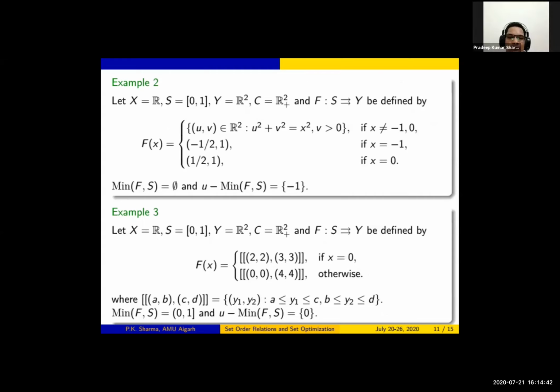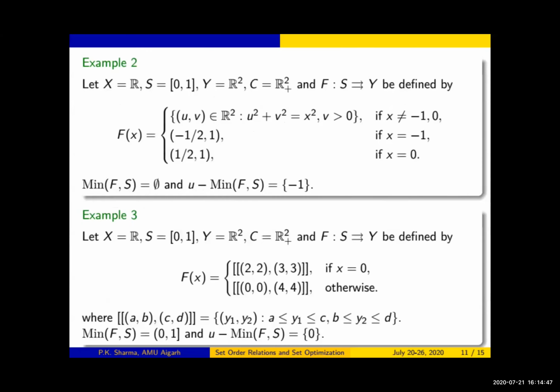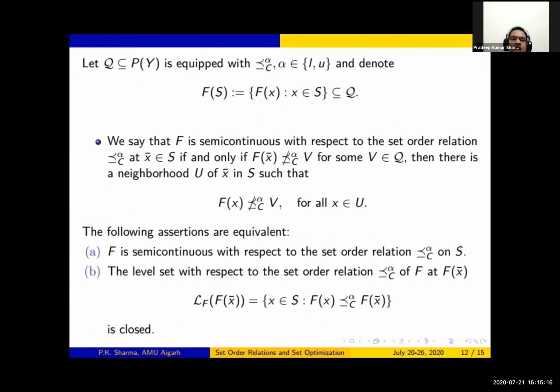Okay. So in both of the examples, we can see that the solution of the set valued optimization problem by the vector approach is empty, but by the upper set less order relation it is -1. And in the second example, we can see that the solution set with the vector approach is the semi-closed interval [0, 1], and the solution set with the upper set less order relation is a singleton. And then we can say that the solution concepts of both approaches are different.